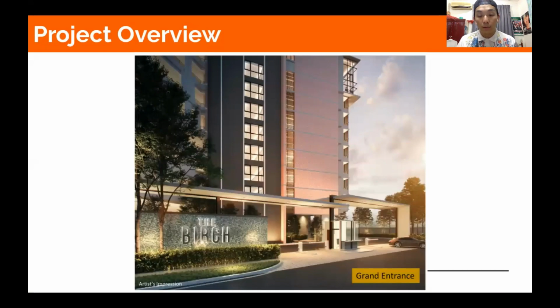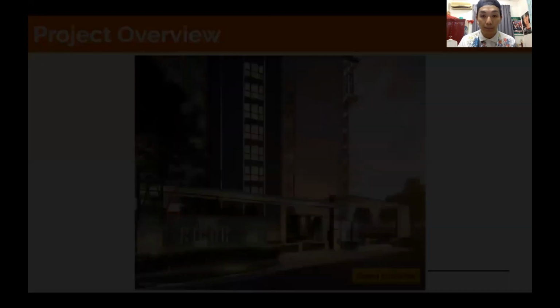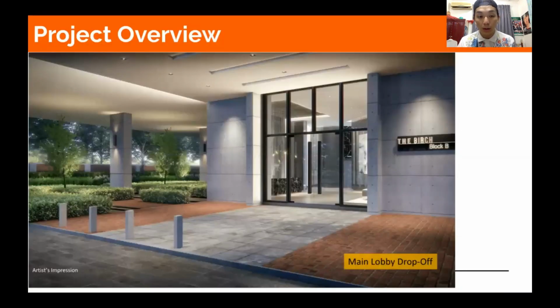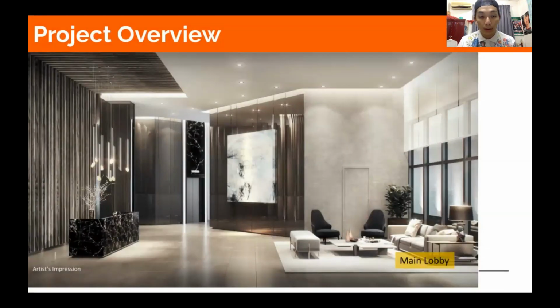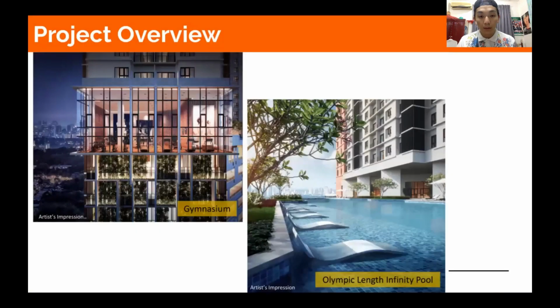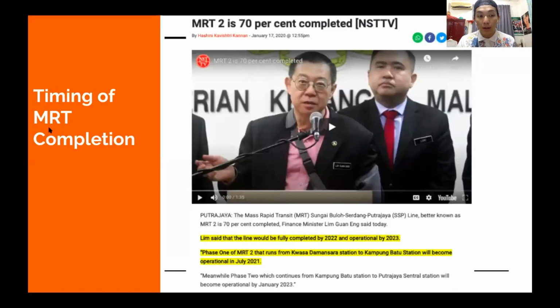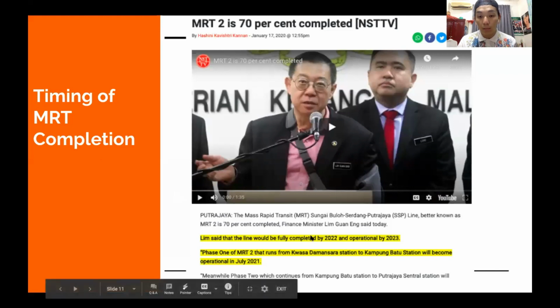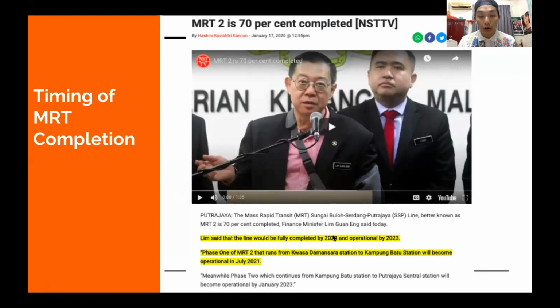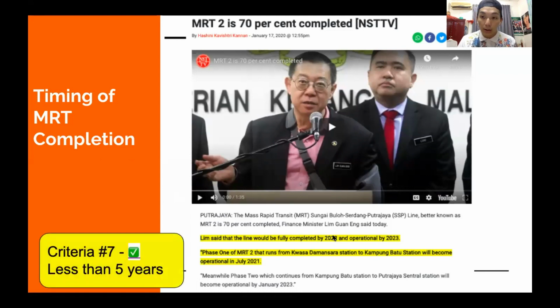So these are a few artist impressions that give you an idea how the project looks. This is the lobby. Inside the lobby, the gymnasium and the Olympic Lake Infinity Pool, the playground and the reflexology path. Okay, timing of MRT, as already said, is completed by 2022. Now it's already 2020, so 2 more years, which means your criteria 7 is met.